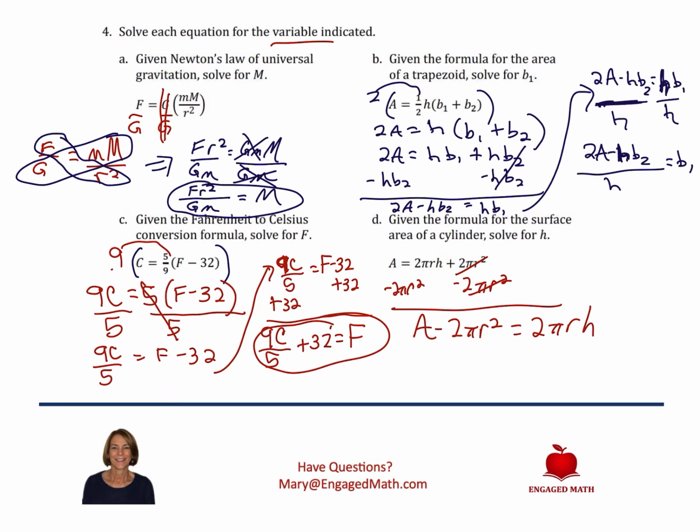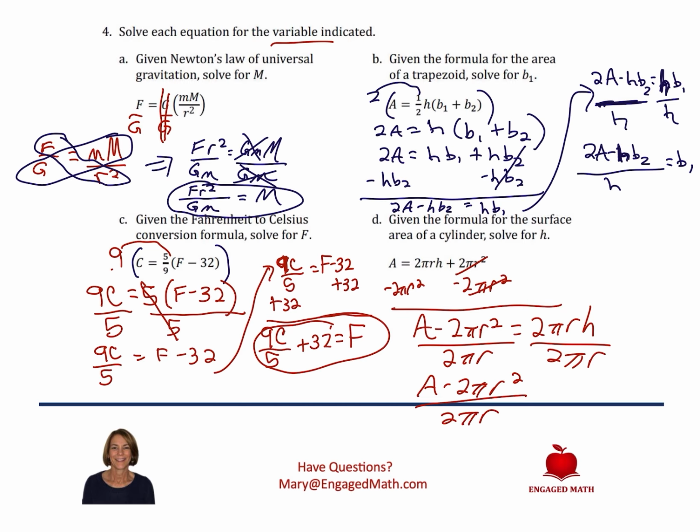Okay, so once we get it to that point, the nice thing is, sorry, I was looking at something here just to make sure. So we have A minus 2 pi r squared. Okay, so now we're going to get h alone. For some reason, I was thinking we were solving for something else, but we're going to divide both sides by 2 pi r.